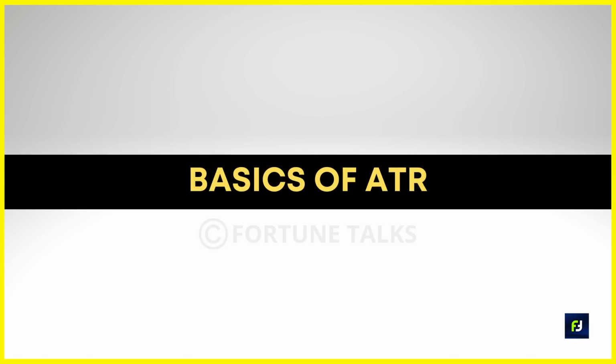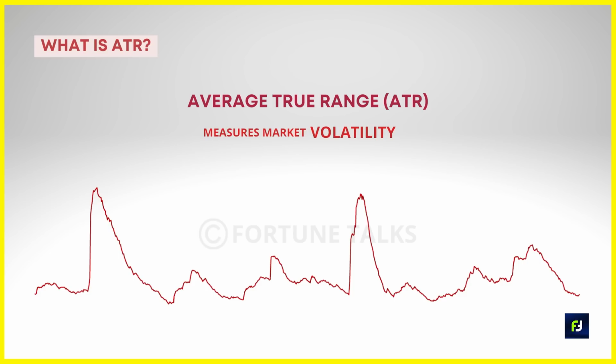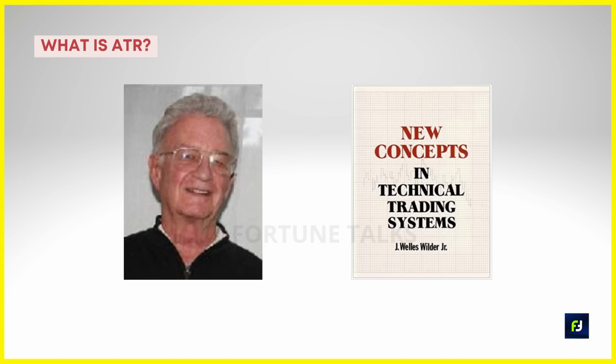Let's start from the very basics. What is ATR? The average true range, or ATR, is an indicator that measures volatility in the markets. It was developed by J. Wilder, who is undoubtedly one of the biggest contributors to technical analysis, and he mentioned ATR in his book New Concepts in Technical Analysis Systems, which was published in 1978.